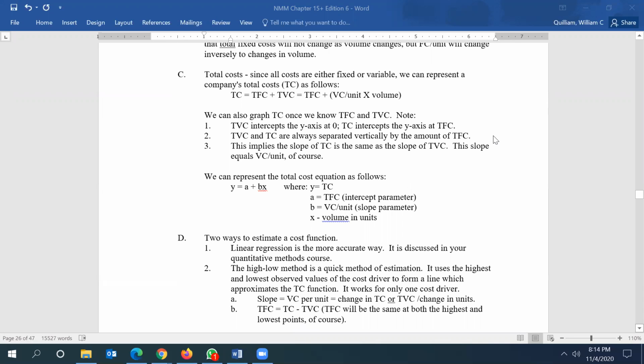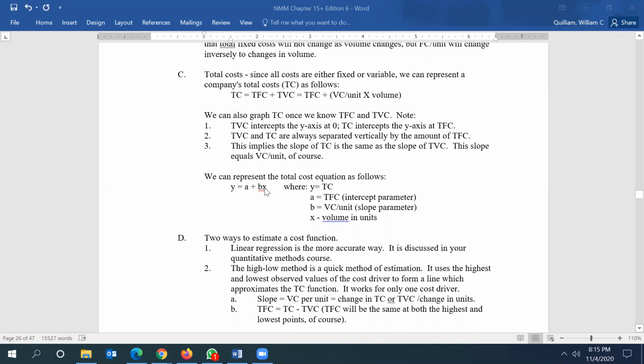Then second, total variable cost and total cost are always separated vertically by the amount of total fixed. That's the difference between the two, because we add in, you can see it right here in the equation, total fixed cost. So this implies that the slope of total cost is the same as the slope of total variable cost. And that equals variable cost per unit, of course. And up here, the way that I represented the total cost equation, if you skip over to the second iteration, is total fixed plus variable cost per unit times volume.